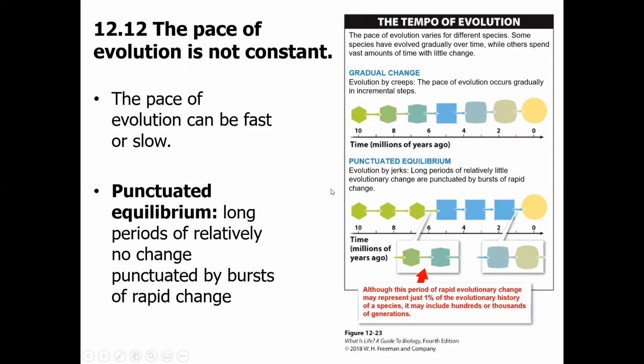For evolution by jerks, we have what's called punctuated equilibrium. And these are long periods where we don't really have a lot of change, followed by a huge burst of rapid change. So we may have similar genetic material passed from generation to generation, and then all of a sudden we have a lot of changes from one generation to another, thus creating new species.